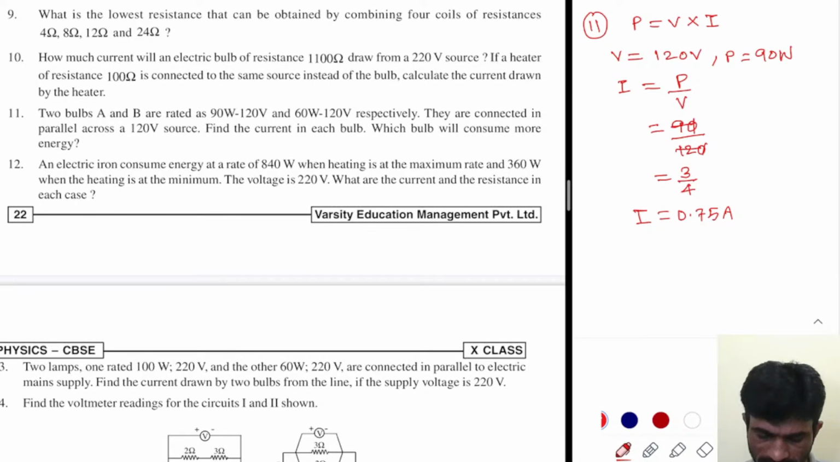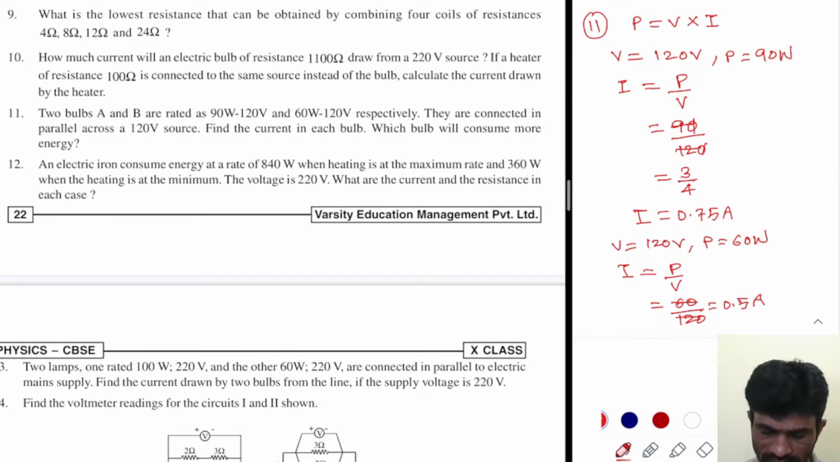In the second case, we have to find it the same way. So in the second case also, V is the same, 120 volts, but power is only 60 watts. In this case, I is equal to the same formula, P by V. So that is 60 by 120, exactly 1 by 2, which is 0.5 amperes. This is the current in the second case.